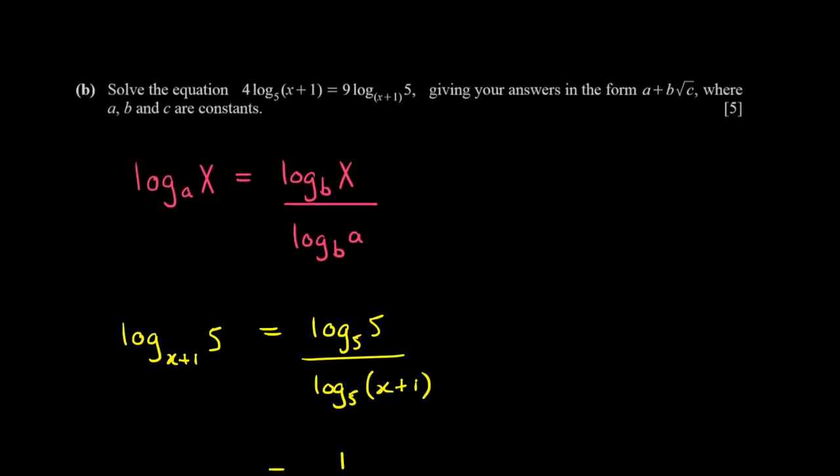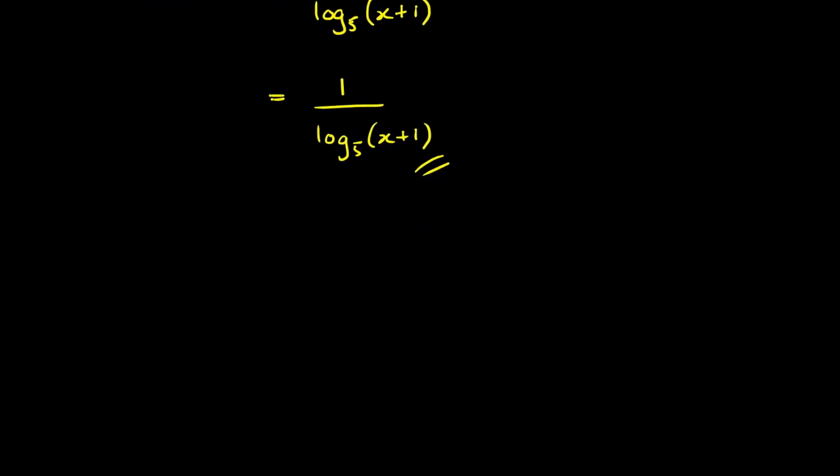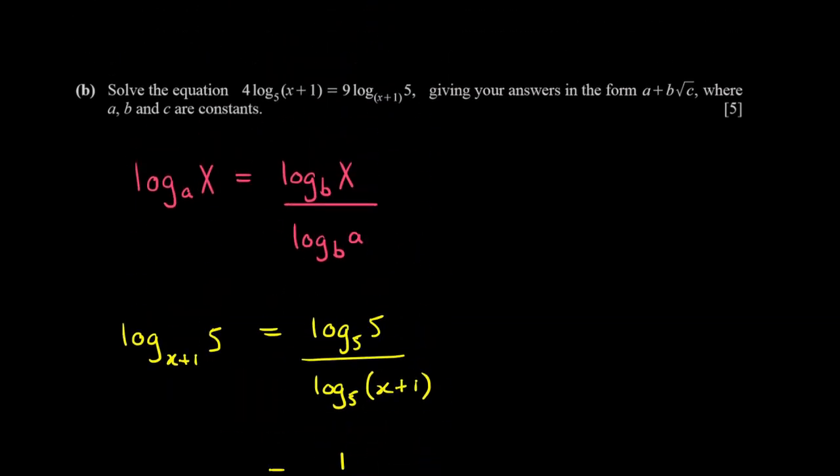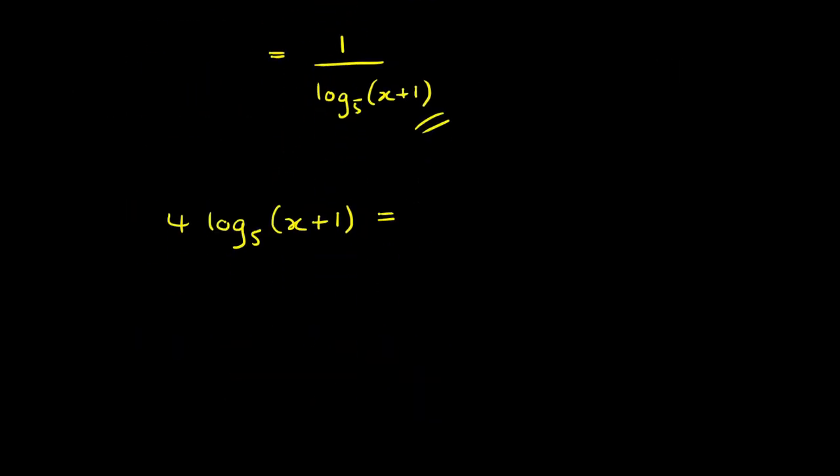So let's rewrite this. So I've got 4 log base 5 of x plus 1. Let me write that down. 4 log base 5 of x plus 1 is equal to, what was it? I think it was 9. Yeah, 9 times by this whole thing, right? 1 over log base 5 of x plus 1.